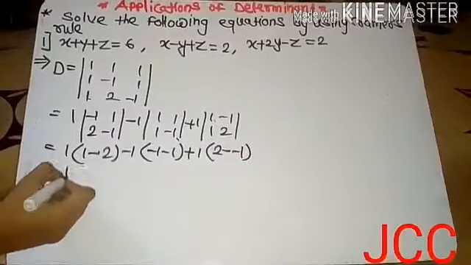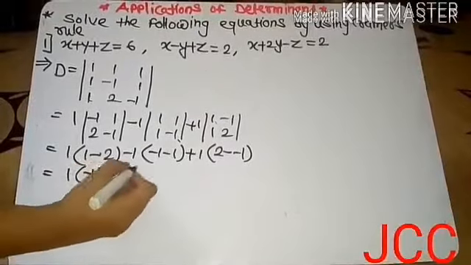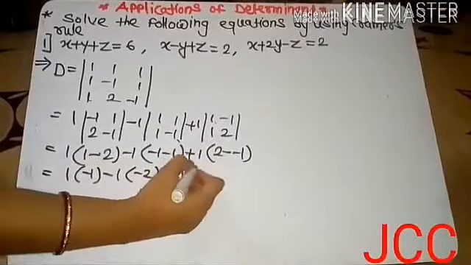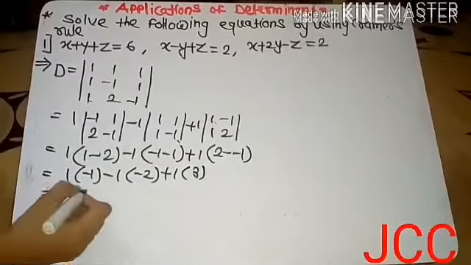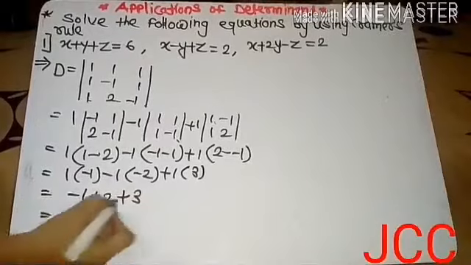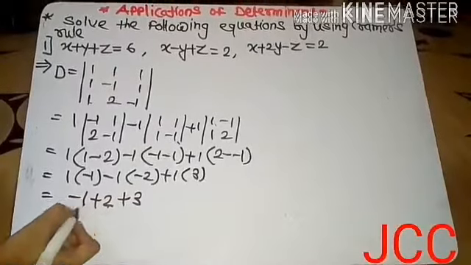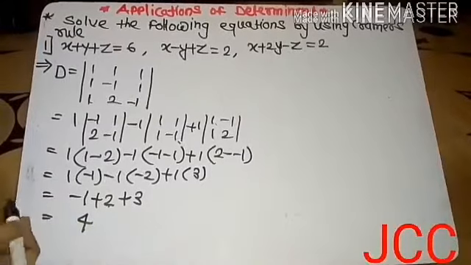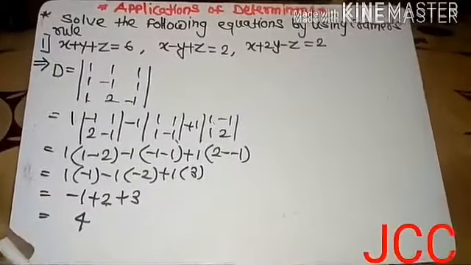That is 1, minus 1, minus 2. And this one is plus, that is 3. Minus 1 plus 2 plus 3, and the answer is 2 plus 3, 5, minus 1, that is 4. The answer of D is 4. Now we solve Dx.